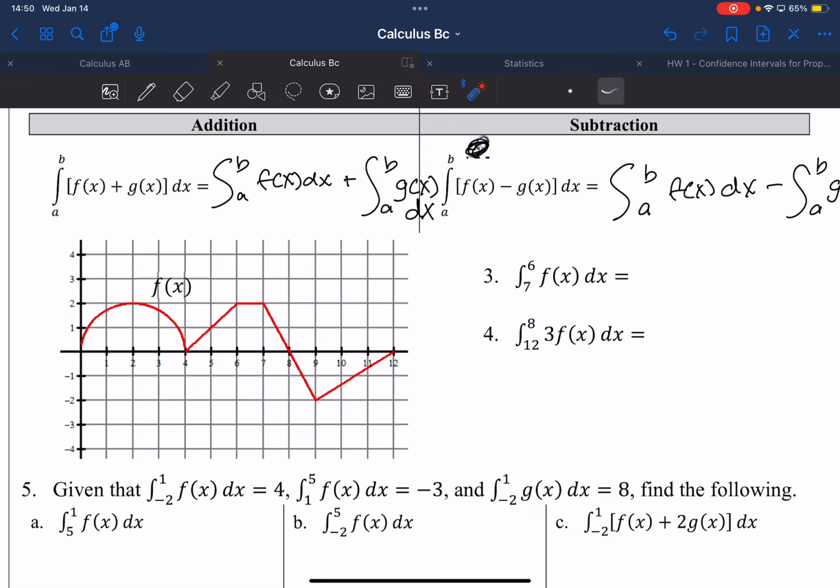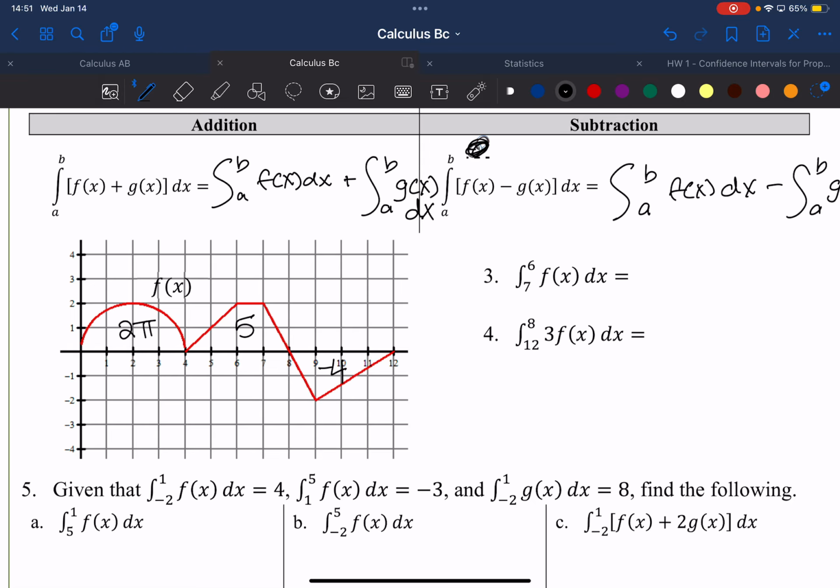Notice in this graph, it's the same graph that we did on 1 and 2. So we already know the areas for each of these. What was the area of the semicircle? 2 pi. What about the trapezoid? 5. And then the triangle? -4. So we already know all those areas from questions 1 and 2.